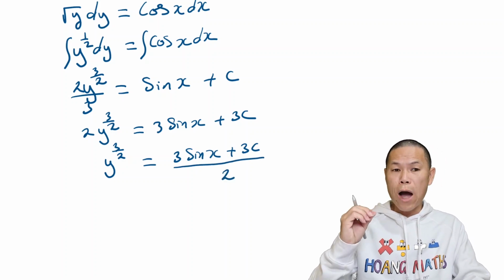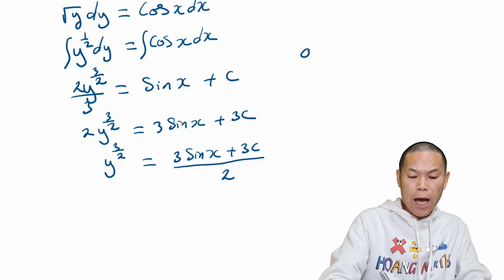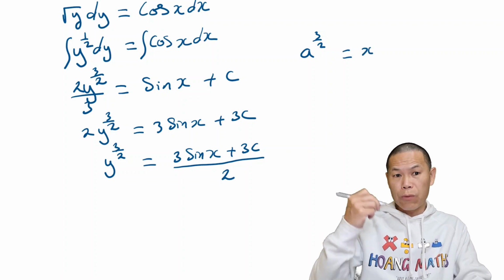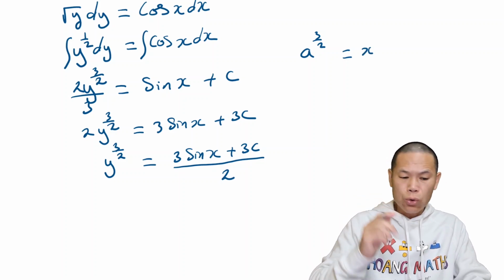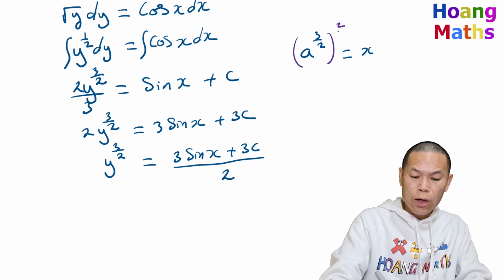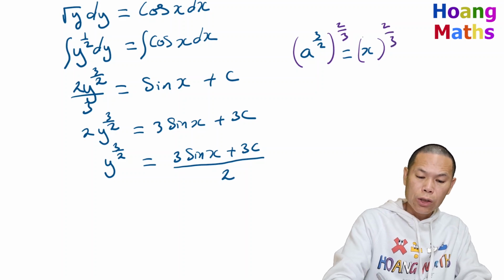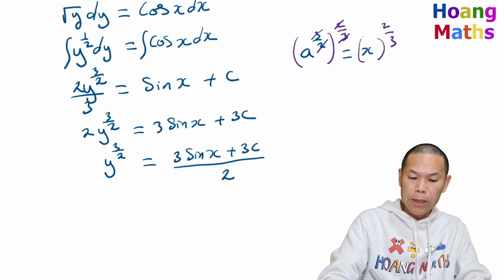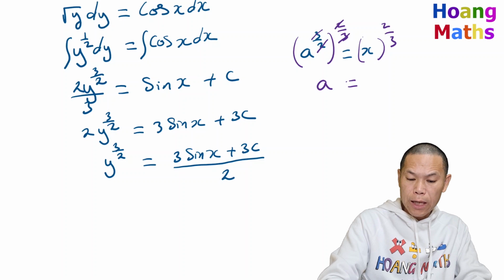And we need to solve for y. So don't forget, y power 3 over 2, let's say, is equal to x. So to get rid of the power of 3 over 2, we can simply take the power of 2 over 3 on this side, and power of 2 over 3. So these two cancel. So that means y is x power 2 over 3.